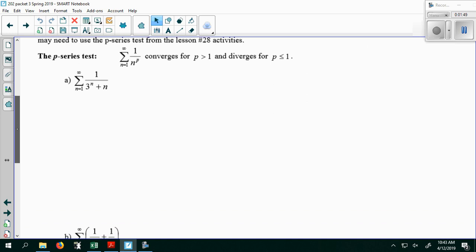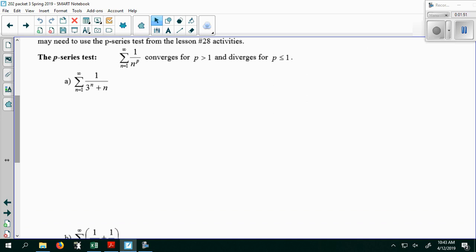So the p-series test, 1 over n to the p, remember it converges for p bigger than 1, and it diverges for p less than or equal to 1. That was something we concluded last class. It's also convergent for 1 over an exponential. Okay, so for my sum from n equals 1 to infinity of 1 over 3 to the n plus n, I have a couple of choices to compare to. I could compare to 1 over 3 to the n, or I could compare to 1 over n.